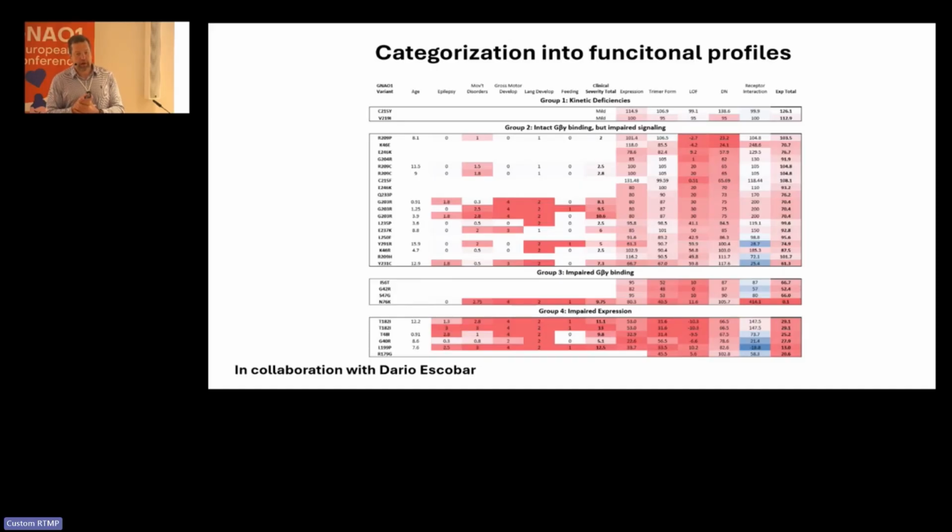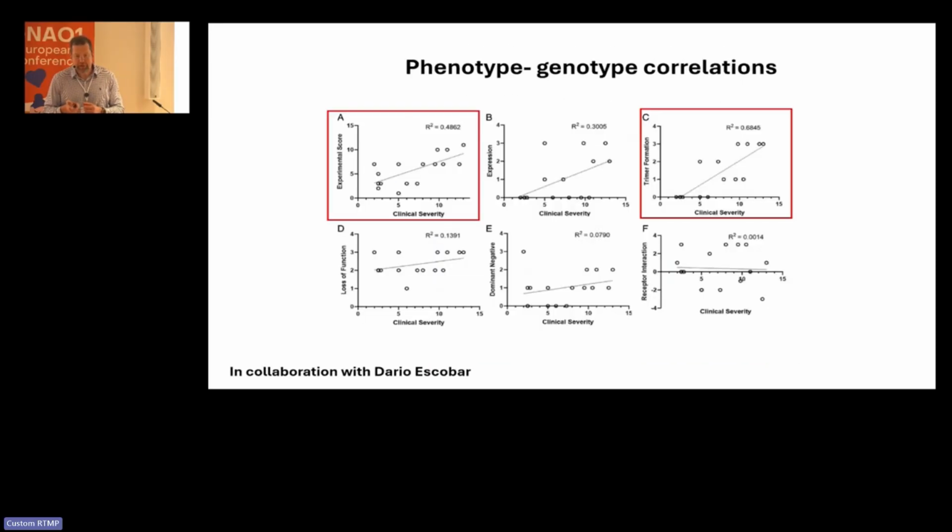And Dario's group has been collecting and quantifying the degree of the dysfunctions in the clinical manifestations, such as the presence and severity of epilepsy, movement disorders, gross developmental language development, and also assigning a clinical severity score. What is interesting from those observations is that we can start building correlative models of which types of molecular dysfunctions may be contributing to the severity of the clinical manifestations.